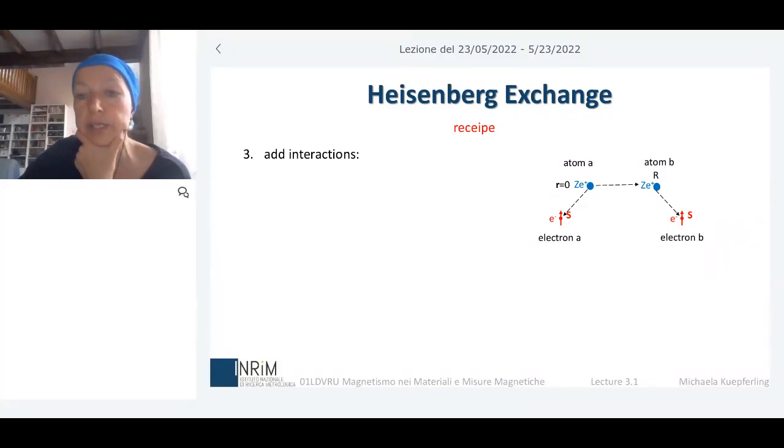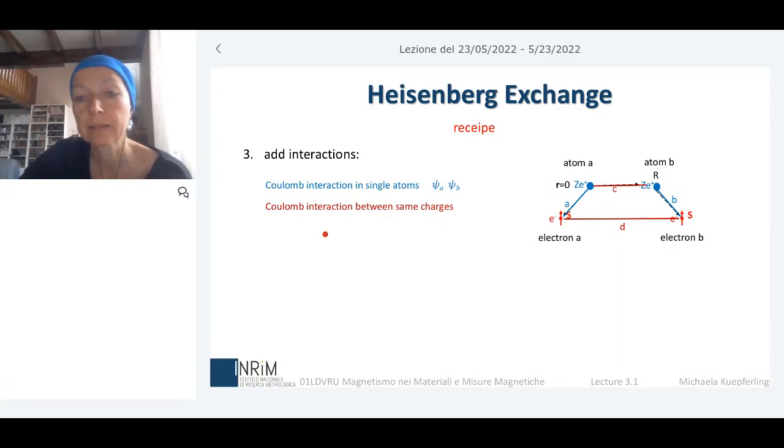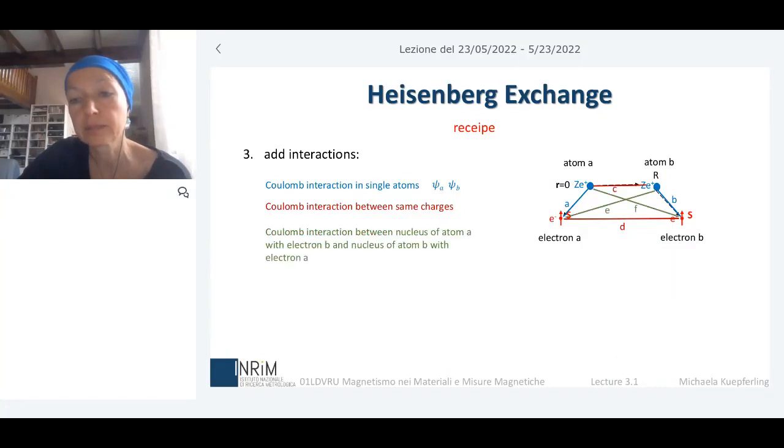Now, what else we have to consider are the interactions. So interactions we have to consider, first of all, the Coulomb interaction in a single atom here. So the nucleus A with the electron A, the nucleus B with the electron B. The Coulomb interaction between the same charges, so between the nuclei and between the electrons. And something more, you have still to consider that this electron could be also part of atom A. Nobody tells me which electron is part of which atom, because electrons are indistinguishable. So this is the fact that I told you at the beginning, because electrons are fermions.